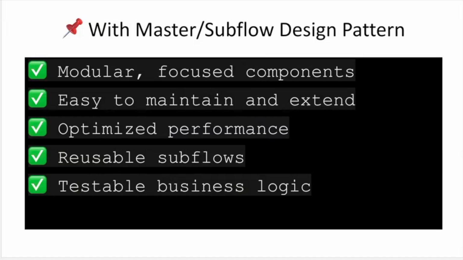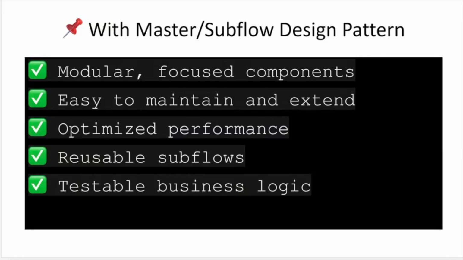Next comes optimized performance, which is a direct result of reducing redundant DML operations, using decision points efficiently, and avoiding loops inside flows. The master subflow pattern lets us gather all changes and apply just one update per object, keeping us well within Salesforce governor limits.